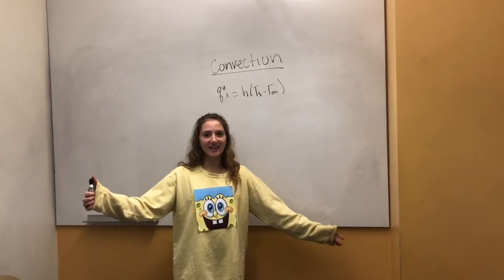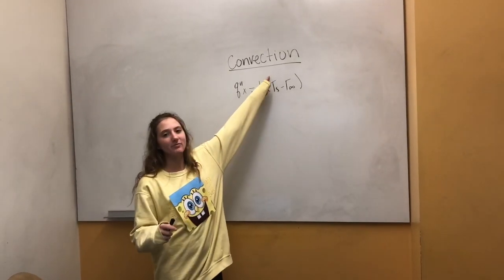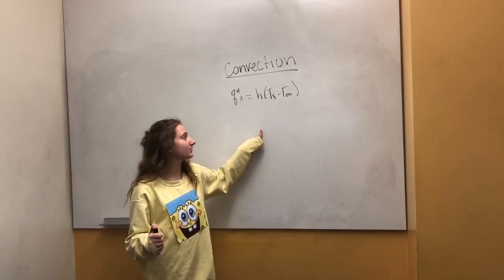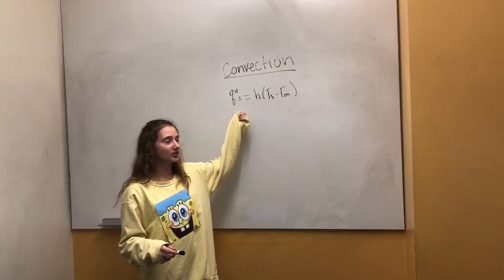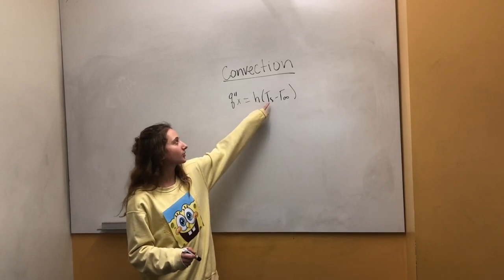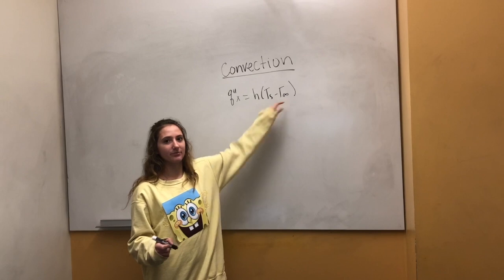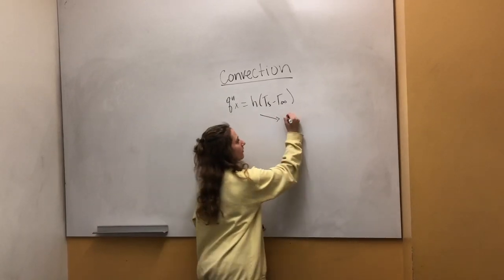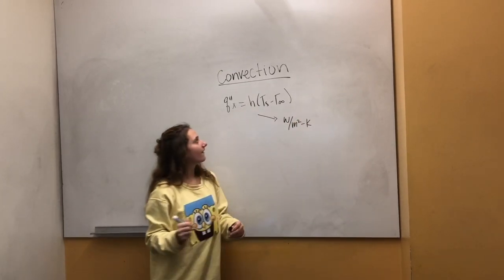Pat, are you ready for your second day of Krabby Patty School? Pay attention, because today we're going to learn about convection, which is really important. Convection is the bulk fluid motion as well as the random molecular motion of molecules. It's governed by this equation where the heat flux is equal to the convective heat transfer coefficient multiplied by the difference between the surface temperature and the bulk fluid temperature. The convective heat transfer coefficient is in units of watts per meter squared Kelvin.